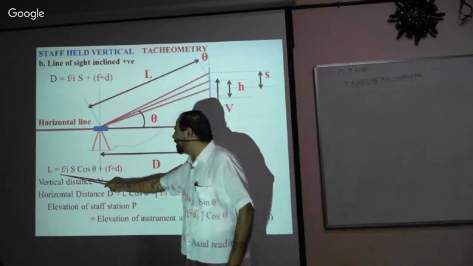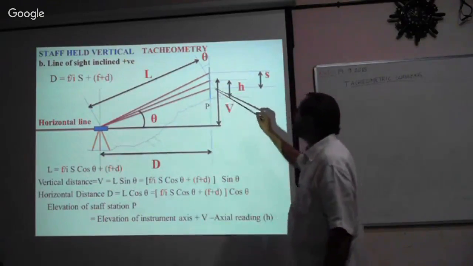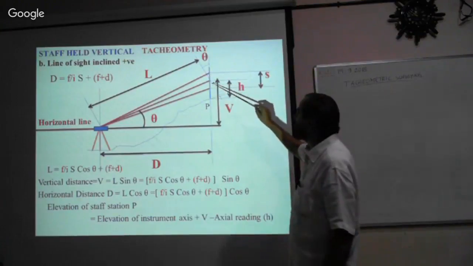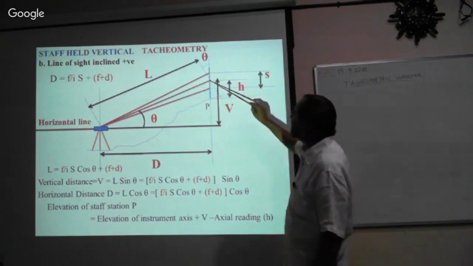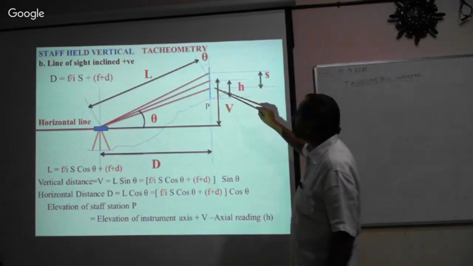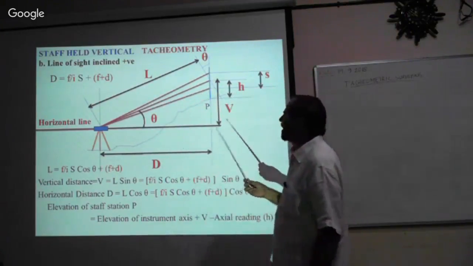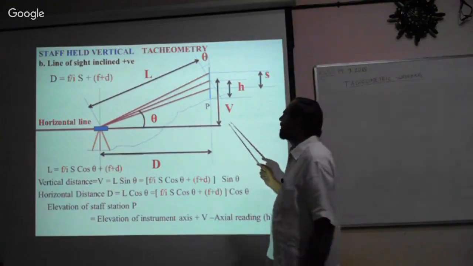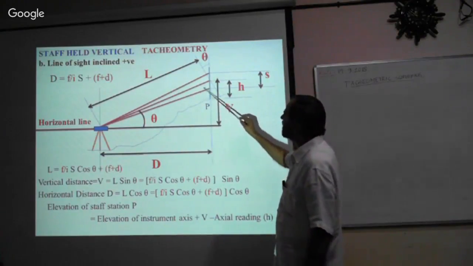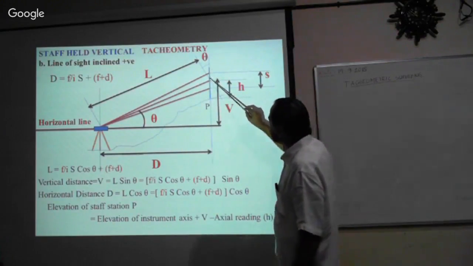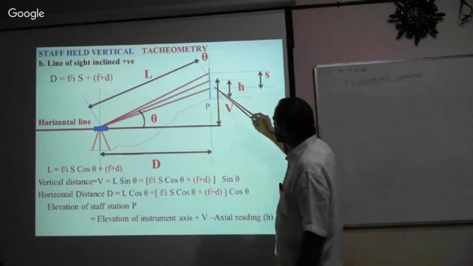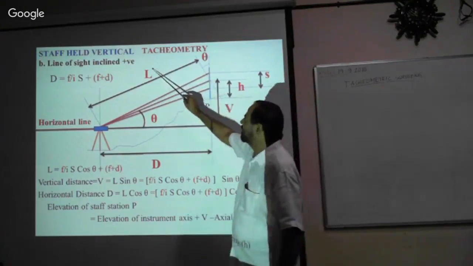To find out L, let us take this modified line, which is perpendicular to the line of sight. This equation is what's good for horizontal sights, isn't it? Line of sight is horizontal. But in our case, line of sight is inclined. Therefore, let us modify this, find this out and calculate L.